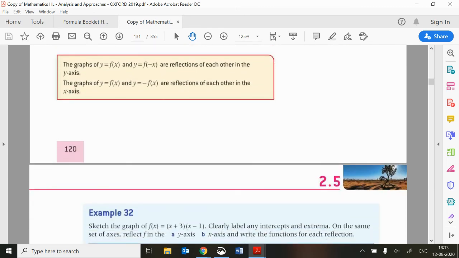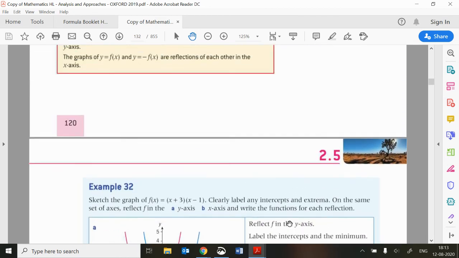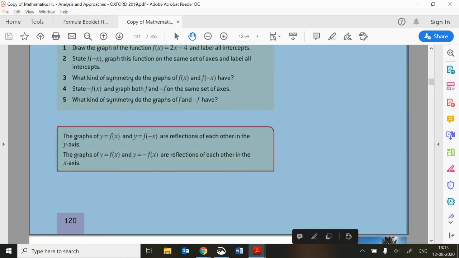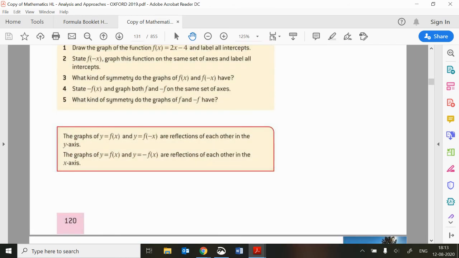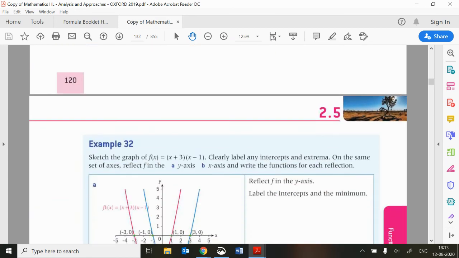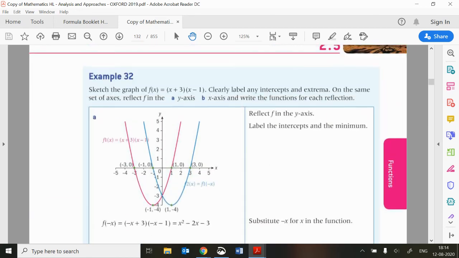And let's have a look at what's coming up next. Coming up next appears to be odd and even functions and reflections. Okay, so that's what's coming up next.